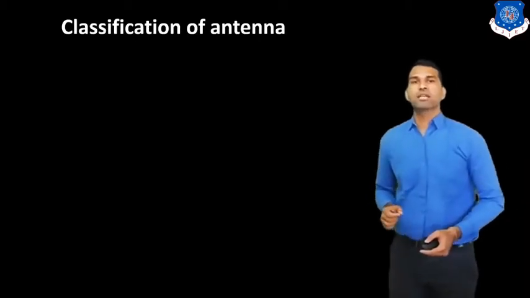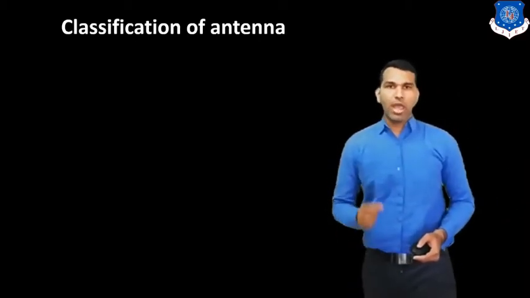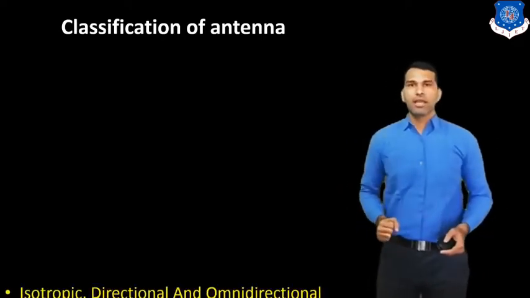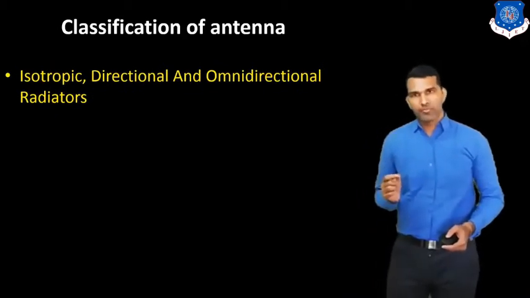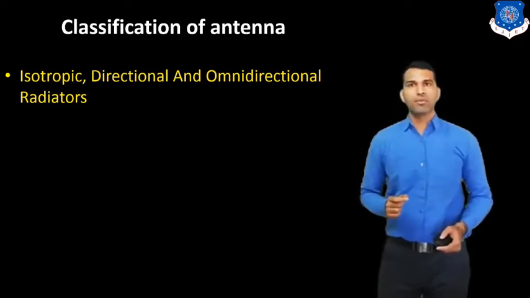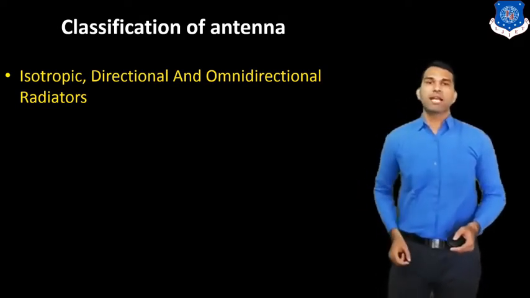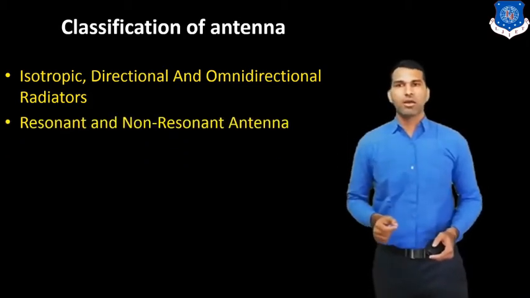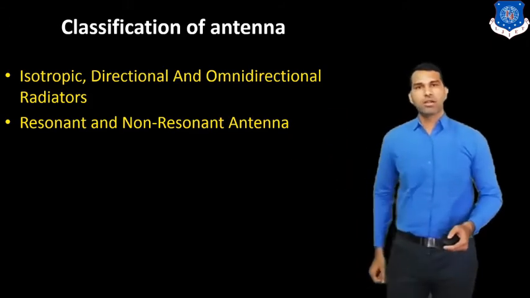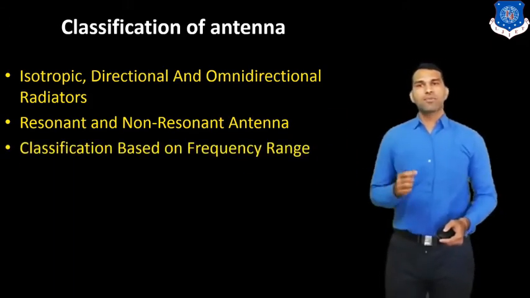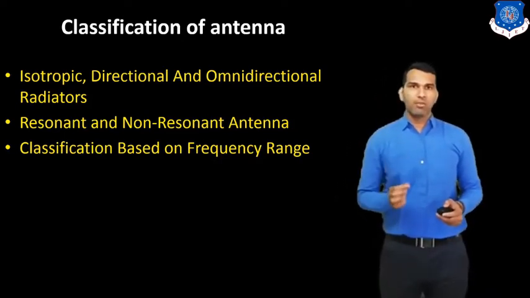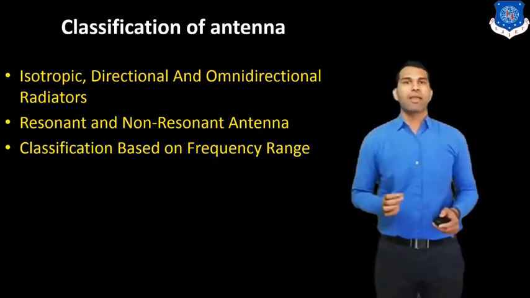Now we discuss the second topic of this lecture: the classification of the antenna. Antenna is broadly classified into 3 categories. First one is based on isotropic, directional and omnidirectional radiator. Second one is classification on the basis of resonant and non-resonant antenna. And the third one is classification based on frequency range. So mainly these 3 bases are used to classify the antenna.